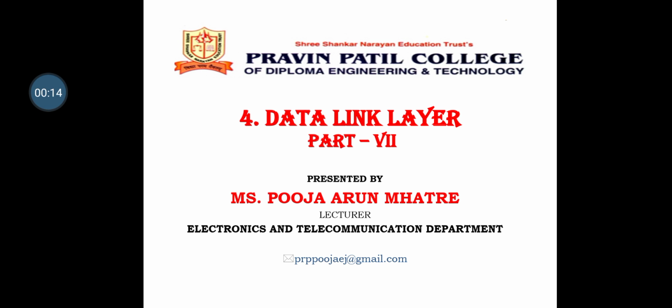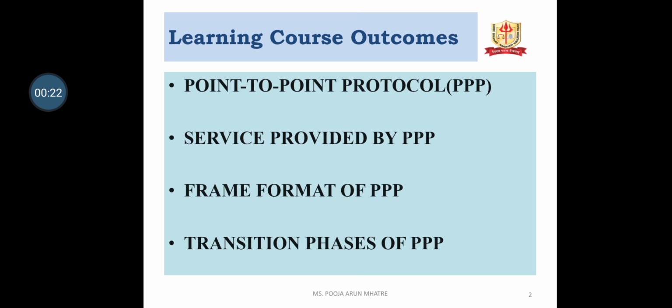Today's topic is CND, chapter number 4, Data Link Layer, part 7. The learning course outcomes are point-to-point protocol, that is PPP, services provided by the point-to-point protocol, frame format of point-to-point protocol, and transition phases of point-to-point protocol.